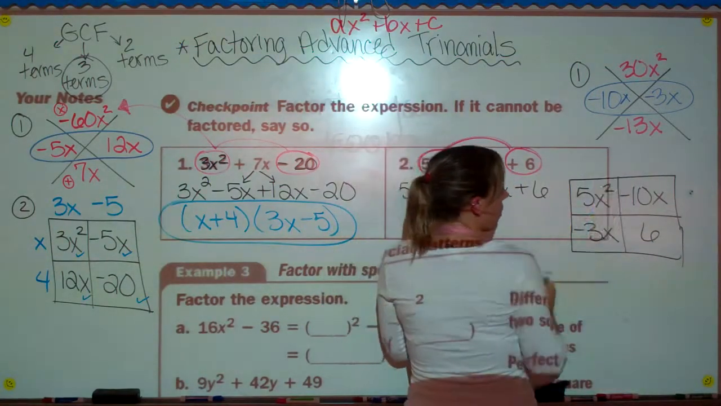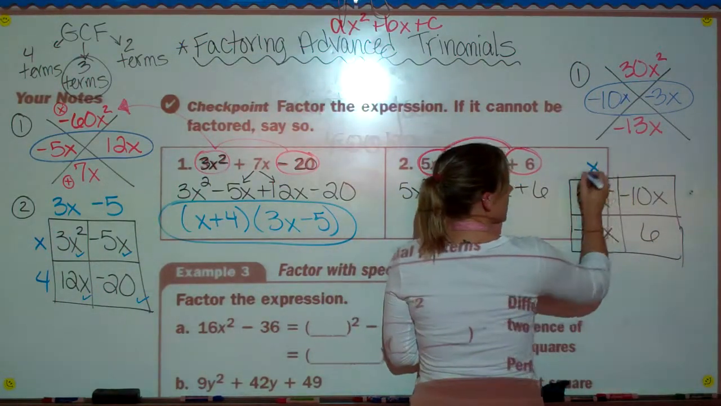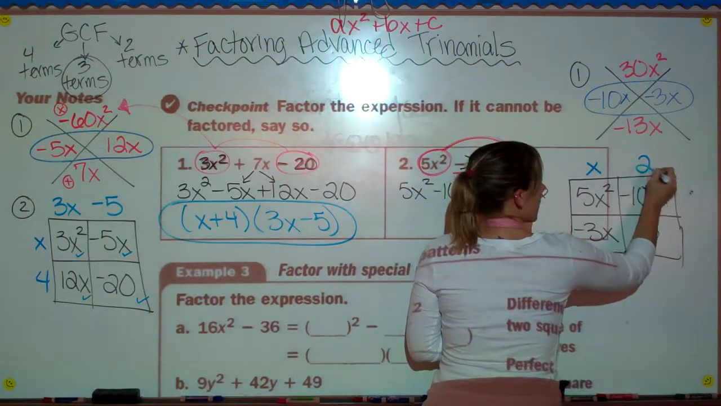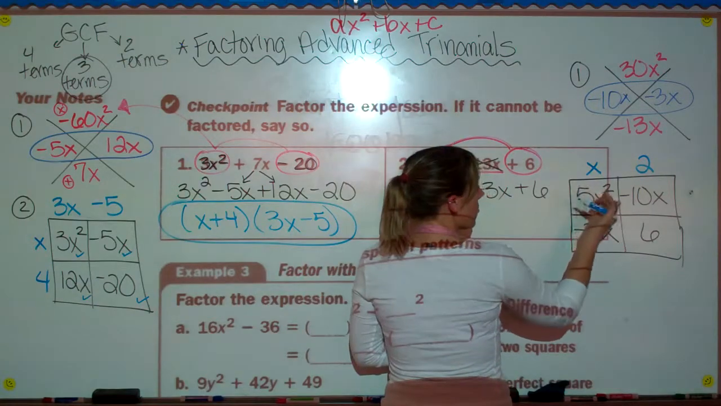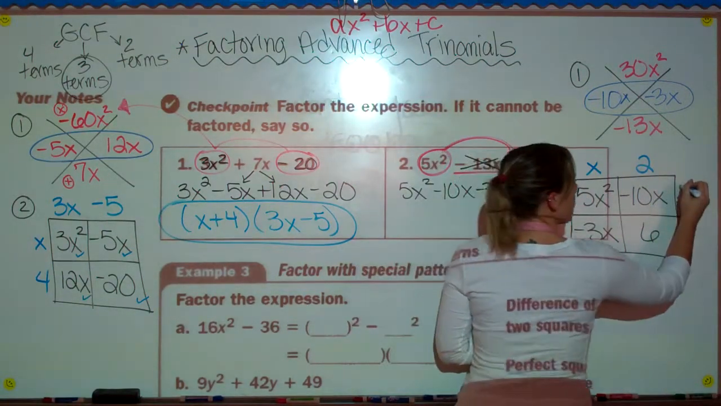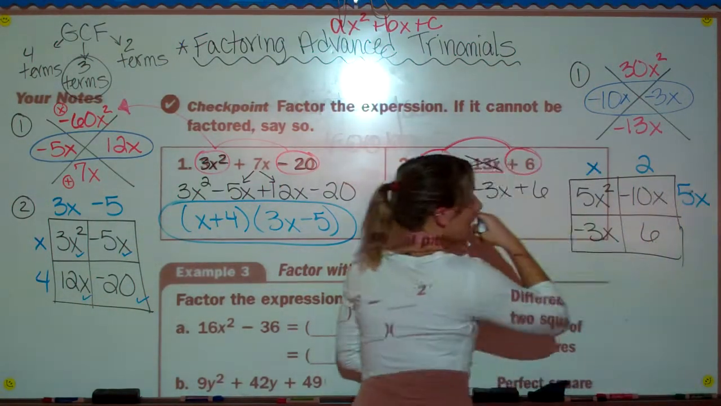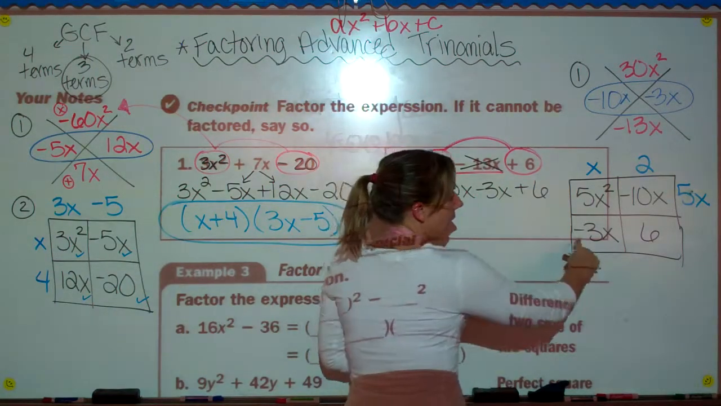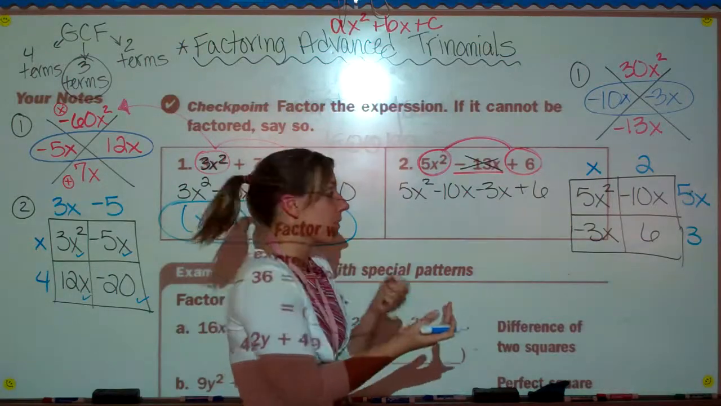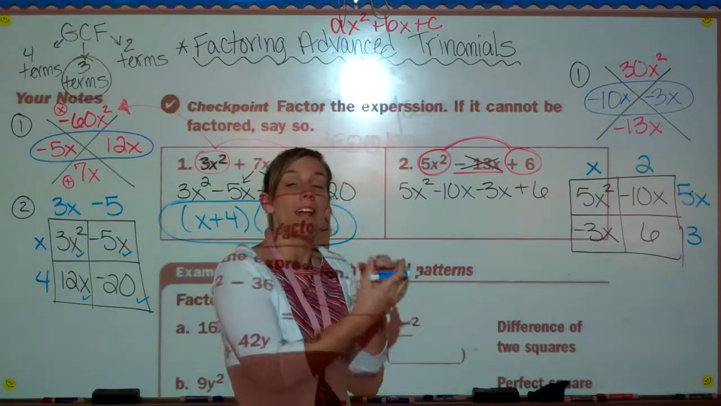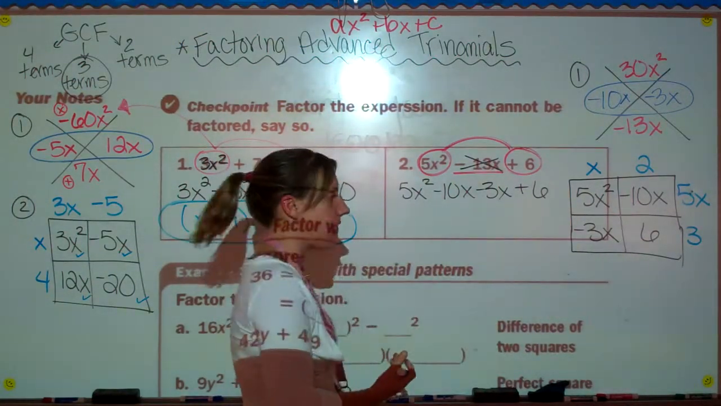Okay, so the column here is just an x. The column here looks like it'll be a 2. This row, I'm going to run out of room, so I'm going to put it over here. Looks like it'll be a 5x. And this row looks like it'll be a 3. Don't actually divide them. Remember, look for GCF. What can they both be divided by?